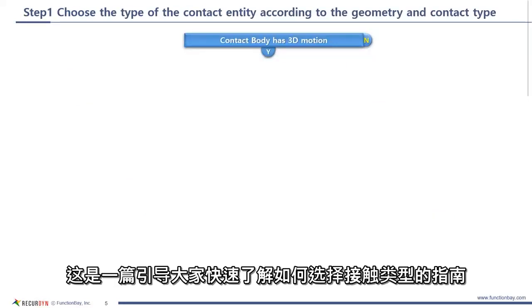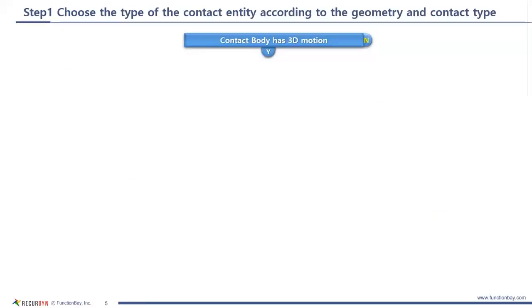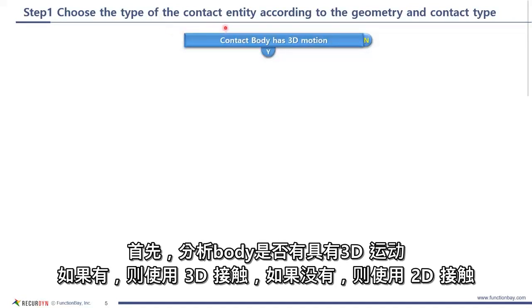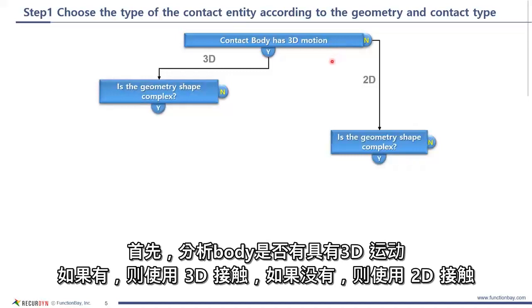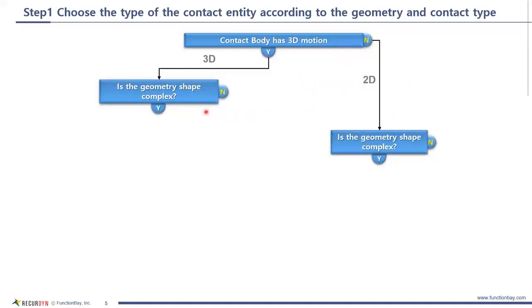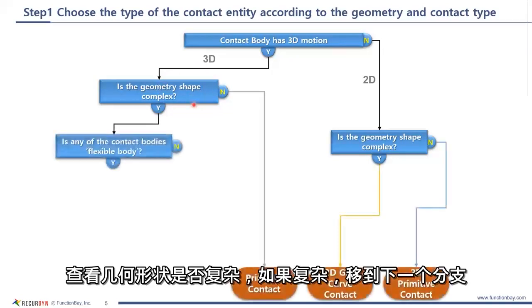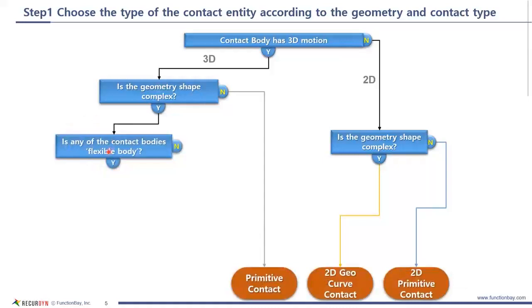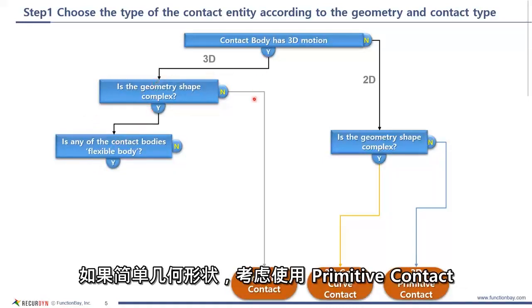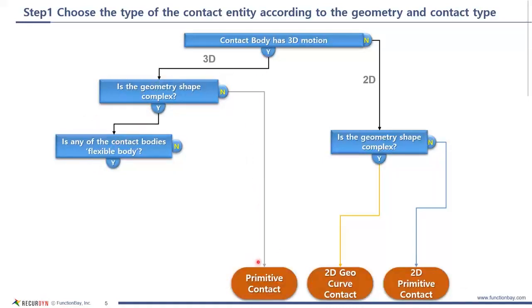This is a simple guide to choose the type of the contact entity. First, check if a body has 3D motion. If yes, use 3D contact, or if not, use 2D contact. Check if the geometry shape is complex. If yes, move to the next branch. If it is simple, then consider using primitive contact.